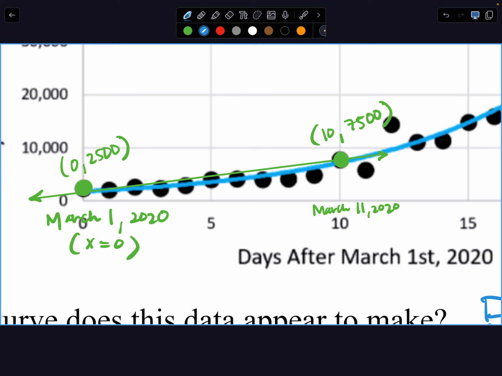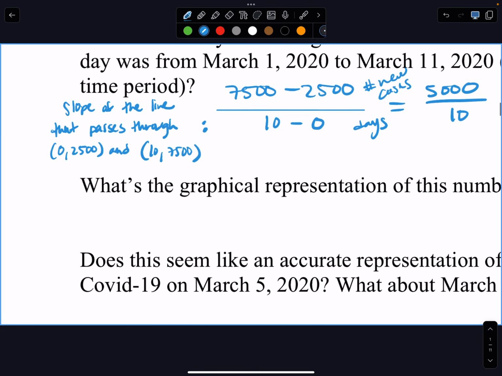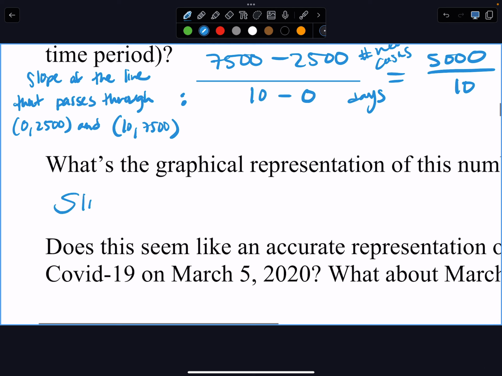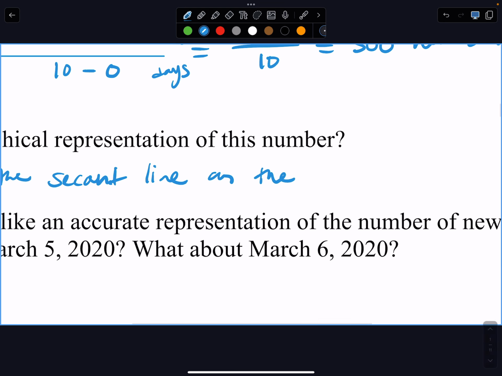Do you know what that line's called? That intersects the curve at 2 points? Tangent. It's not tangent. Tangent intersects at 1 point. It's a secant line. So 500 new COVID-19 cases per day is the slope of the secant line on the interval 0 to 10.